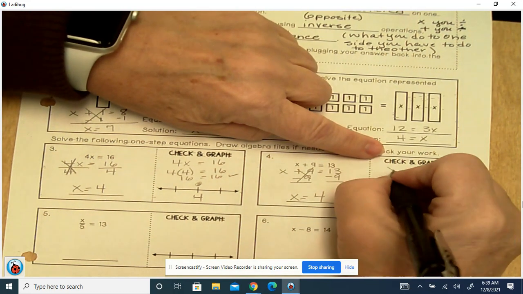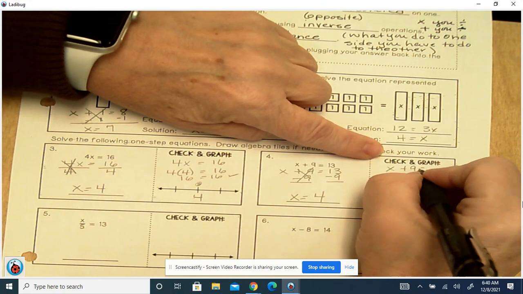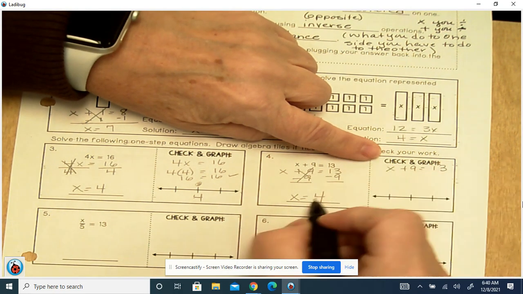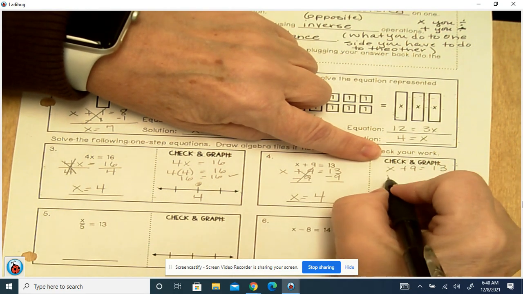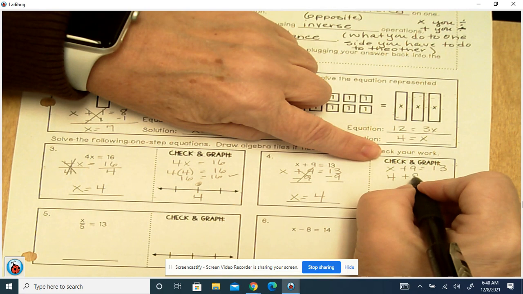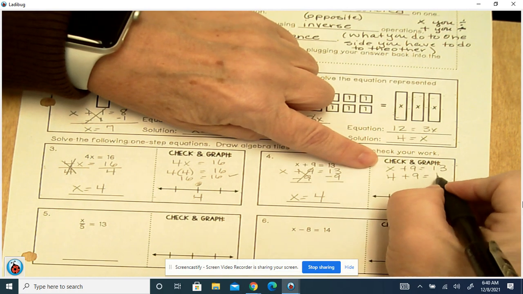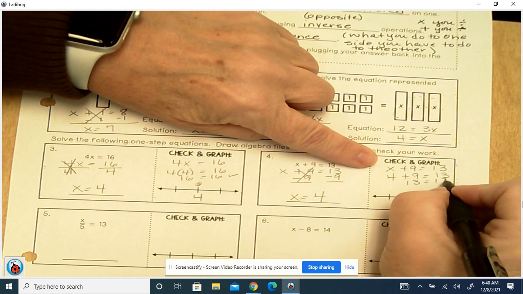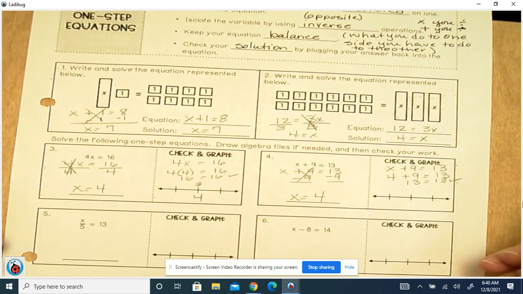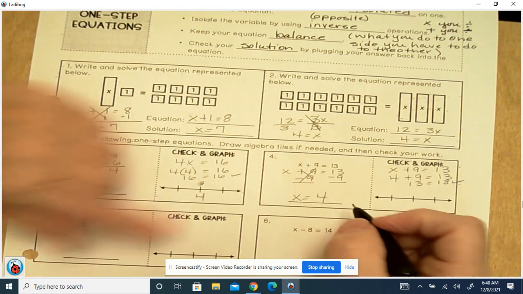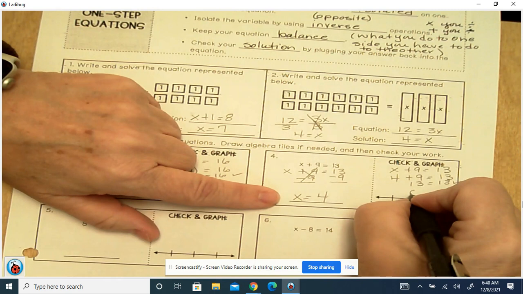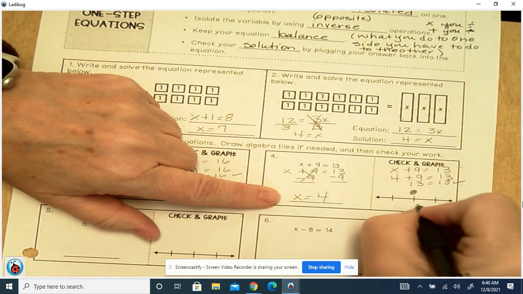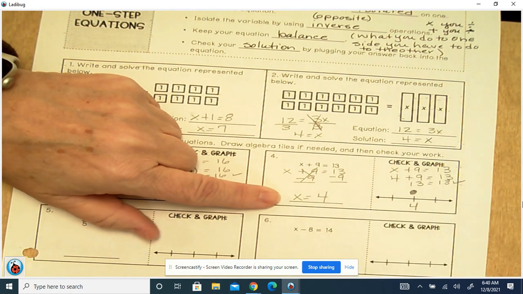Check your solution. You've got x plus 9 equals 13. Take this 4 that we got for x and put it there where the x is. And then we've got 9 plus 4 is 13. That equals 13. So that's right. And our answer is 4. And that equals a closed circle. That means it includes that answer. So that would be 4.